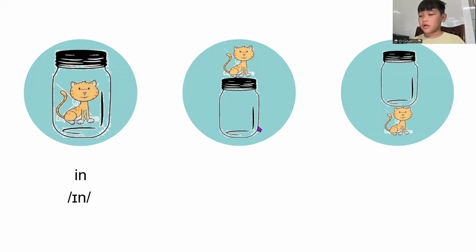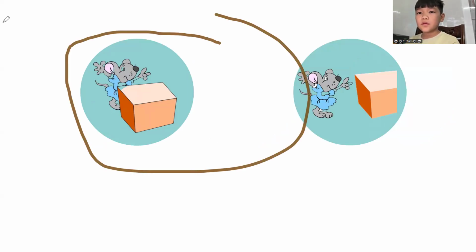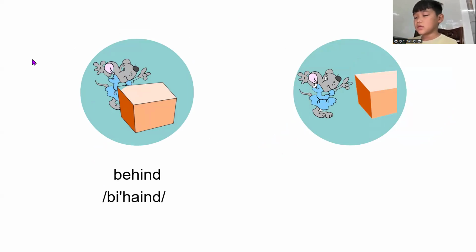Okay, look, where is the cat? On. It's on the glass. Yay. Okay, last one. Where is the cat? It's under the glass. Wow, that's correct. Where is the mouse? It's behind the box. Yes, behind the box. Where is the mouse? It's near the box. Great job.